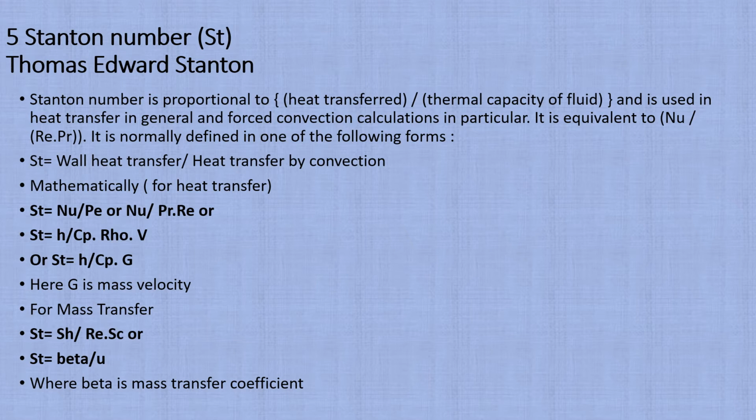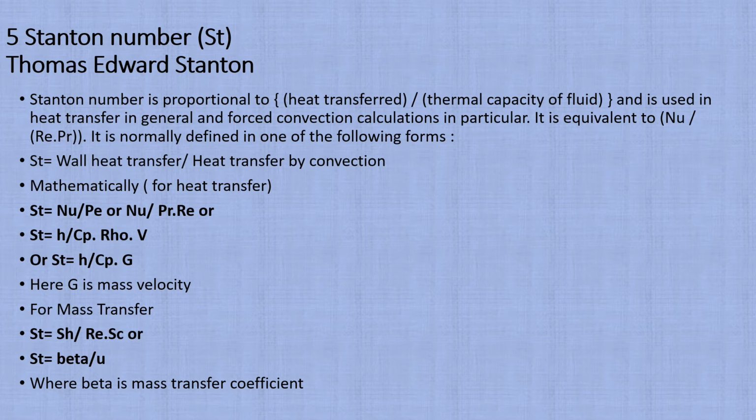Mathematically, if we talk about heat transfer, then Stanton number is equal to Nusselt number divided by Peclet number, or Nusselt number divided by multiplication of Prandtl number and Reynolds number. And it is also equal to H divided by Cp into rho into V. Rho is the density and V is the velocity. Another form in heat transfer for Stanton number is H upon Cp into G, where G is the mass velocity.